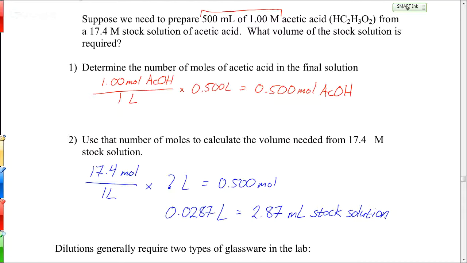So to make this 500 milliliters of a 1 molar solution, you would take 2.87 milliliters of the stock solution, exactly, and then you would dilute that to 500 milliliters, to half a liter, in a volumetric flask, and then you'd have your final solution with the appropriate concentration that you wanted.